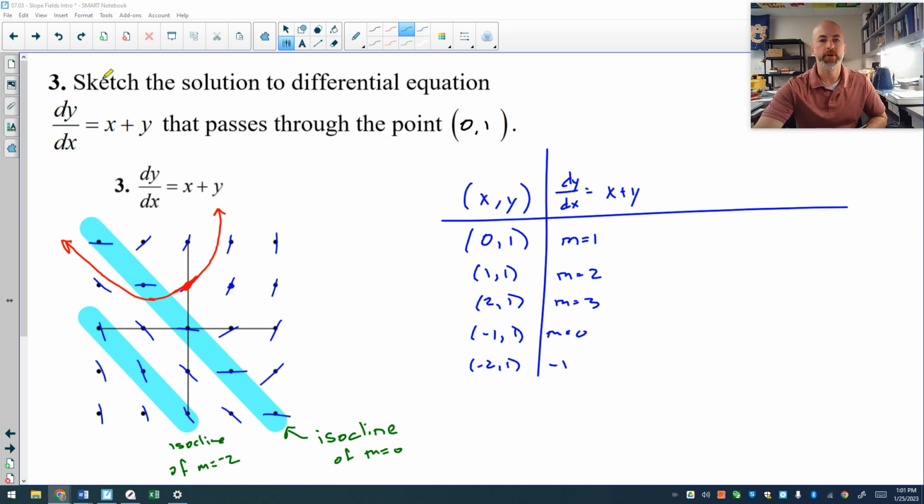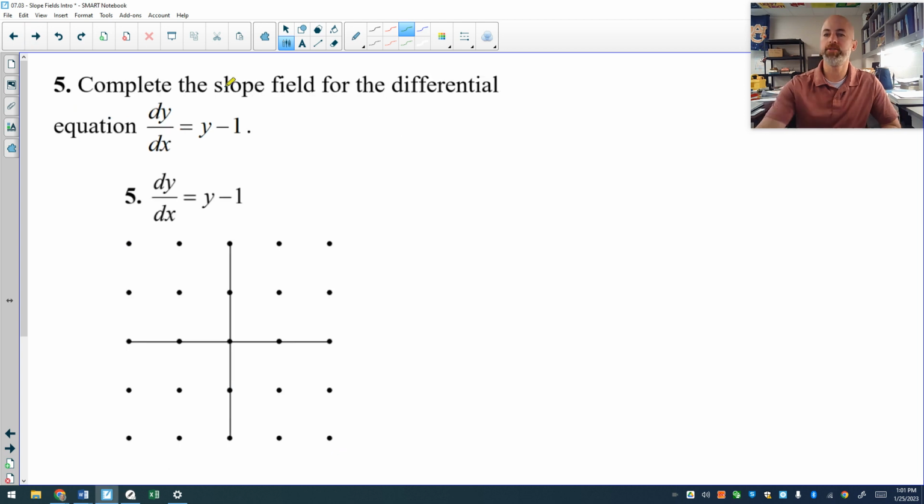Let's look at a different one. I'm going to go a little bit faster on this next one. Can't believe I spent 8 minutes on this so far. Okay. So on to this one's number 5. We have the differential equation dy dx is y minus 1. And this one's going to be a little bit easier because my differential equation is only dependent on the y coordinates. And so let's see what happens.